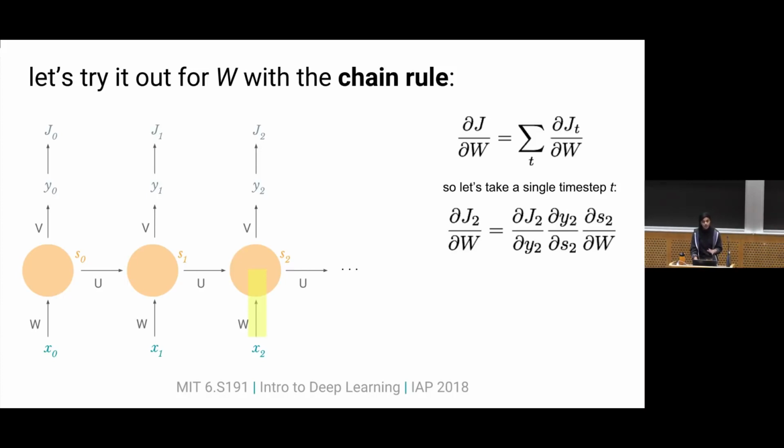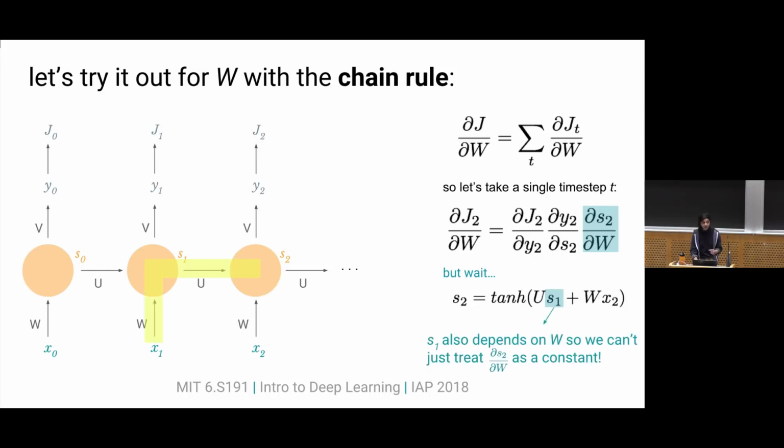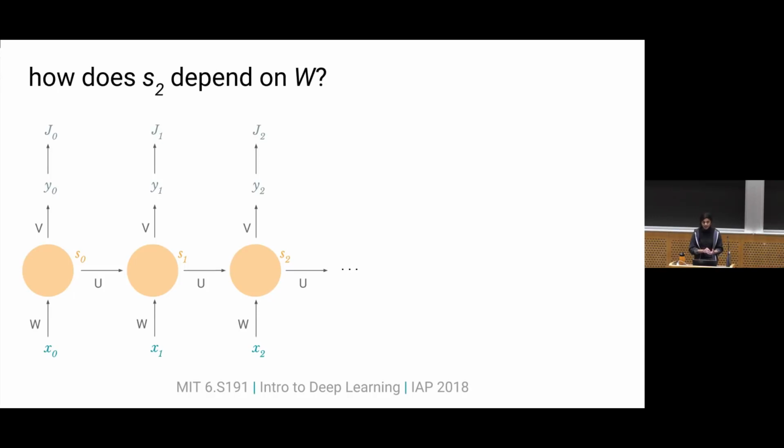So this seems fine, but let's take a closer look at this last term. You'll notice that S2 also depends on S1, and S1 also depends on W. So we can't just leave that last term as a constant. We actually have to expand it out farther. OK, so how do we expand this out farther? What we really want to know is how exactly does the cell state at time step 2 depend on W?